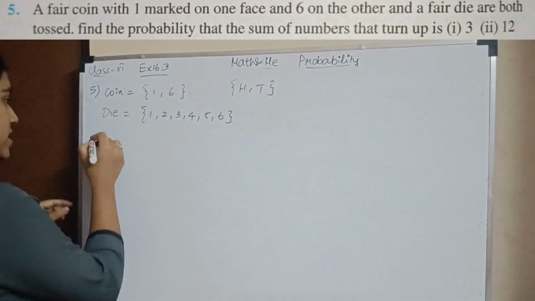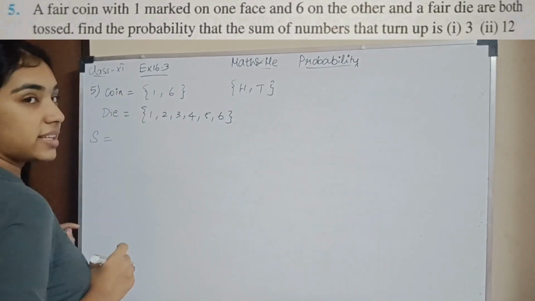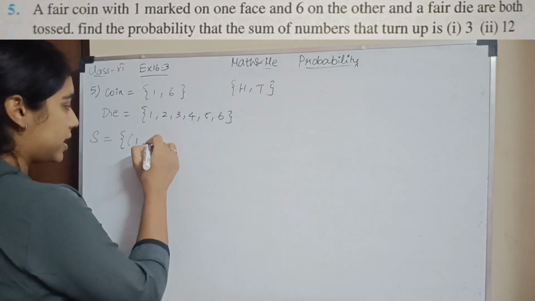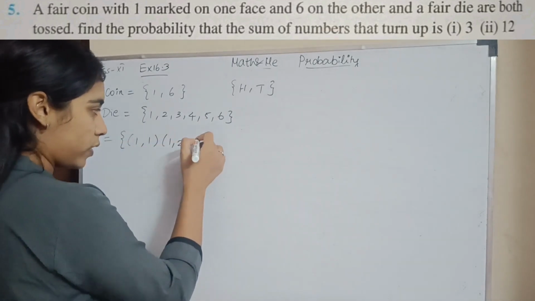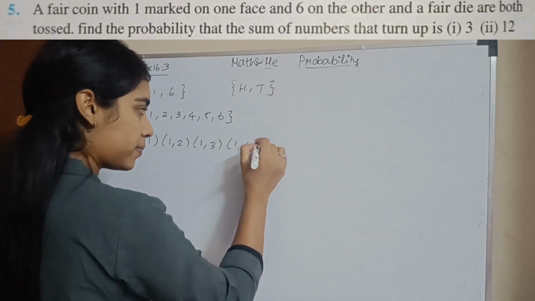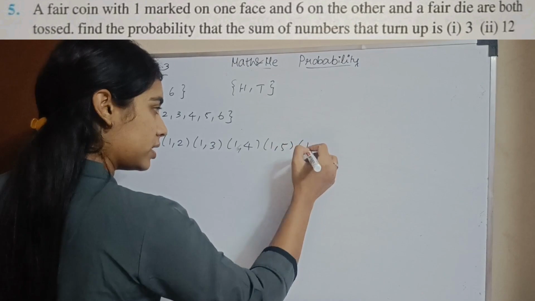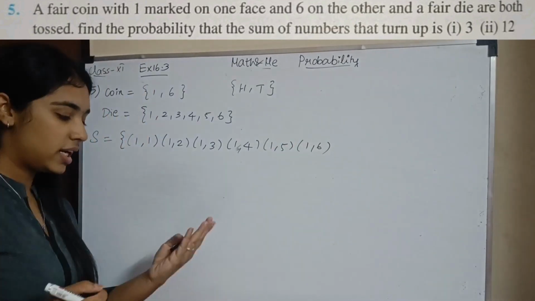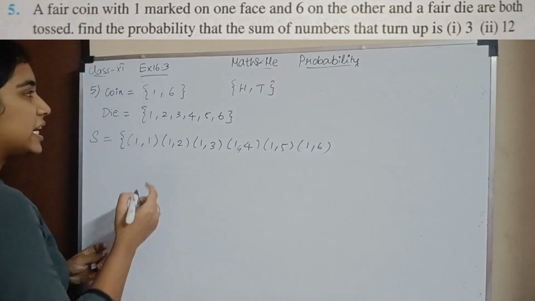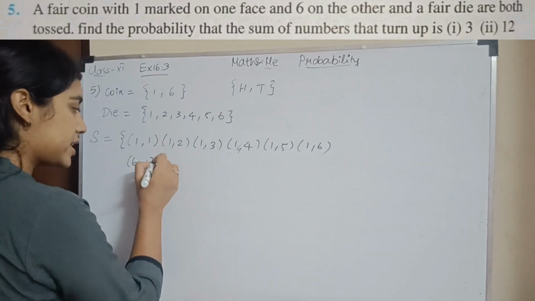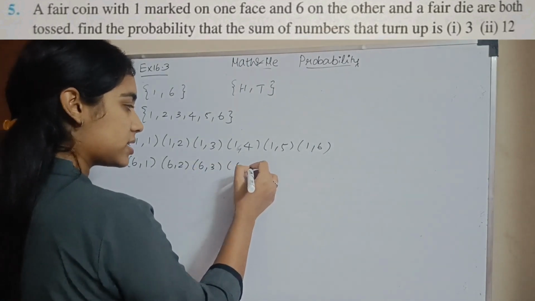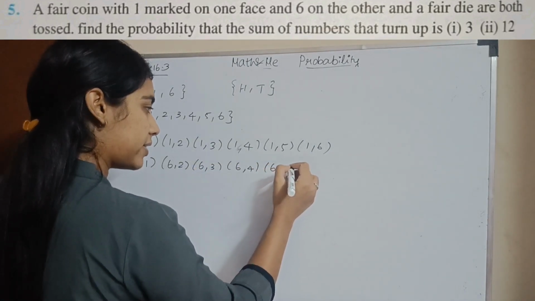So, what is the total sample space? If we combine both, what will be my sample space? If the coin shows 1, the die can show 1, or it can show 2. I can get a 3, I can get a 4, I can get a 5, and I can get a 6. The coin has 1, so what all can come on the die? What are my options? I have so many options. If I get a 6 on one side, again, same thing. I can get 6, 2, 6, 3, 6, 4, 6, 5 and 6, 6.